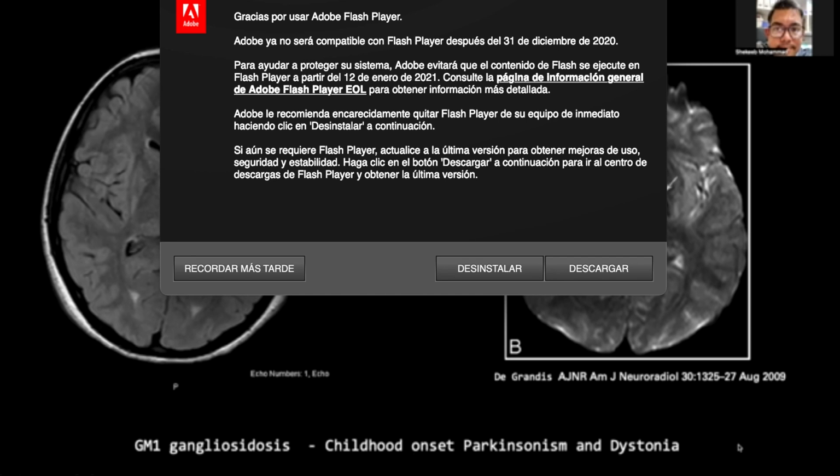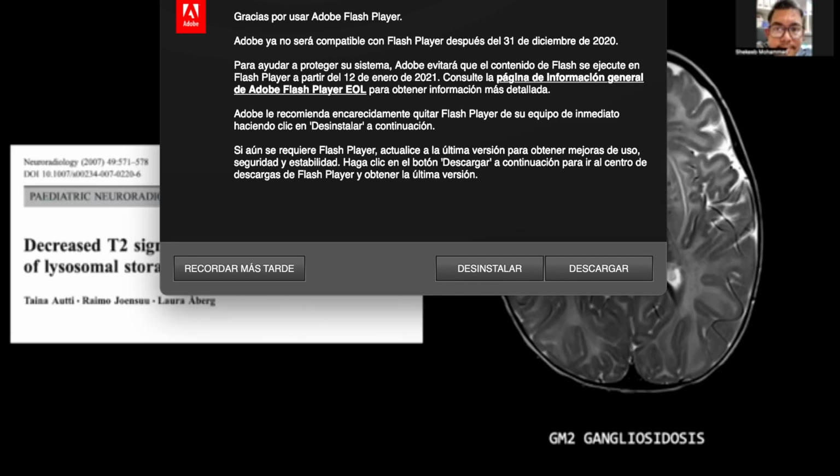Another important neuroimaging correlate not seen in these images, but which can be seen in some other individuals with gangliosidosis and other storage disorders, is this appearance of dark thalami, which can be a clue towards lysosomal storage diseases, as well as some other neurometabolic disorders that have been listed in this publication.